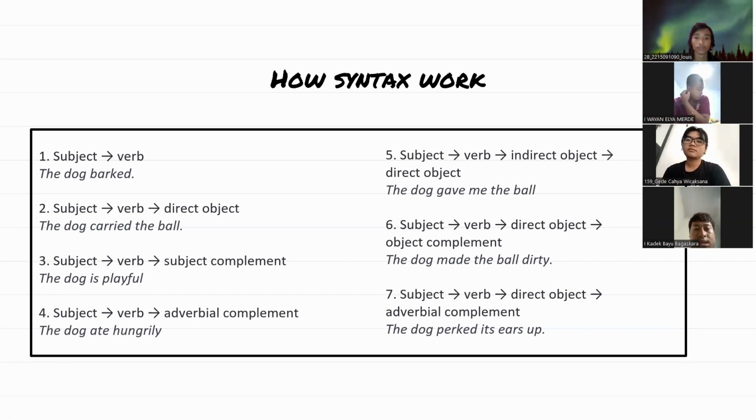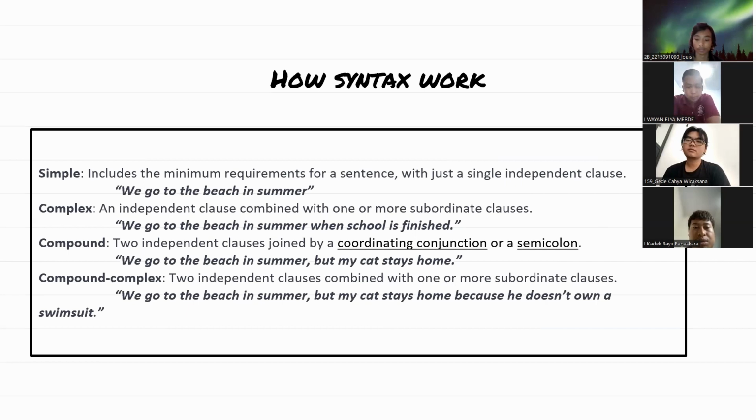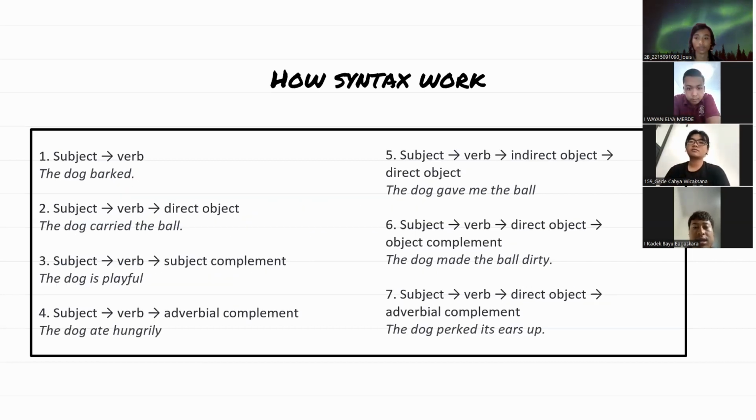Number six, subject, verb, direct object, object complement. The dog made the ball dirty. The object complement comes after the direct object, similar to other complements.